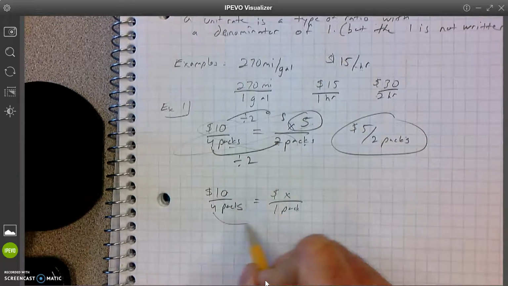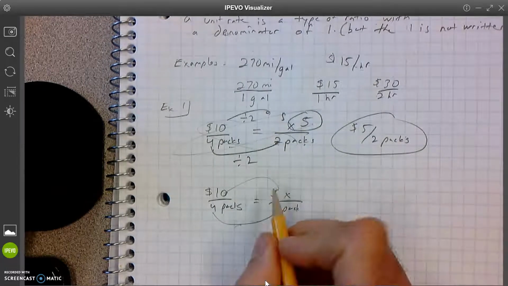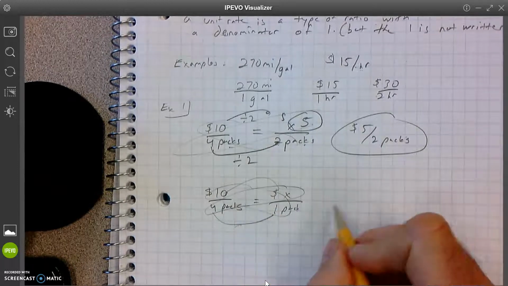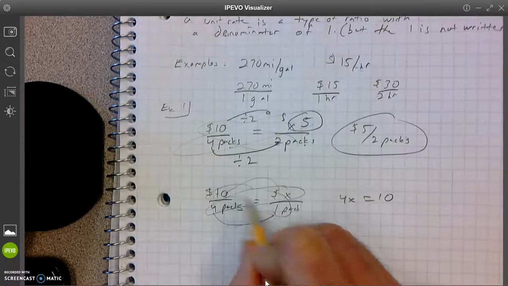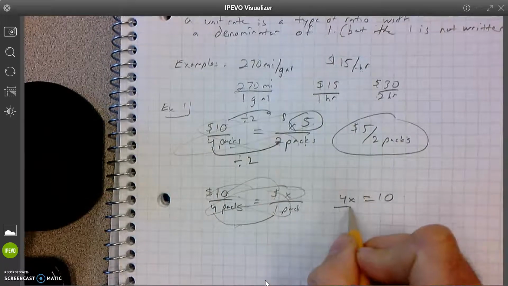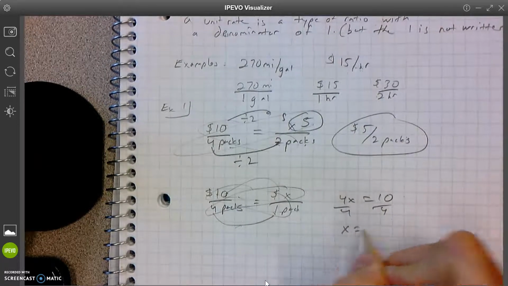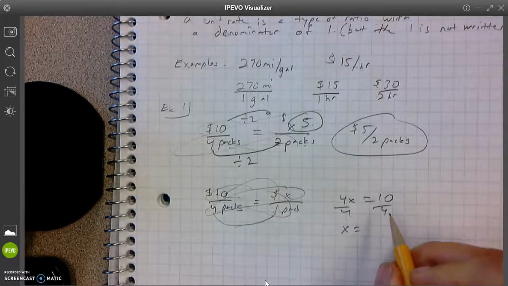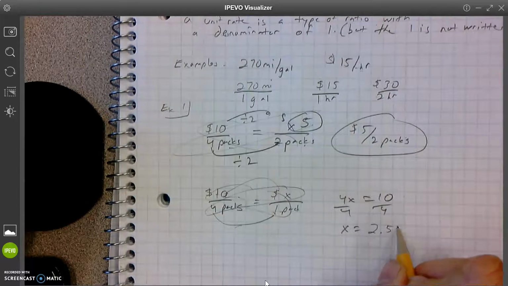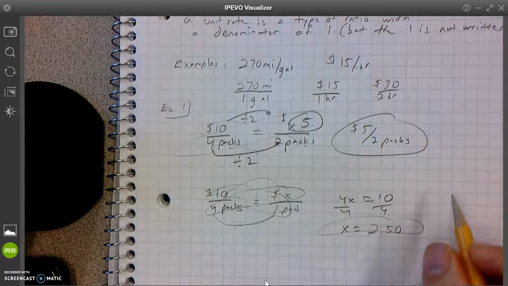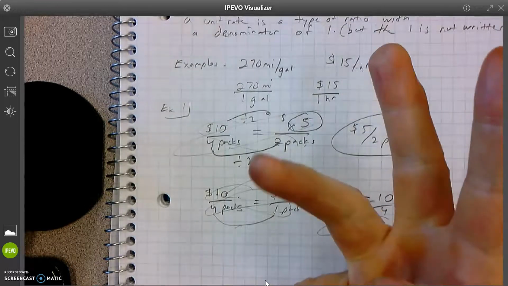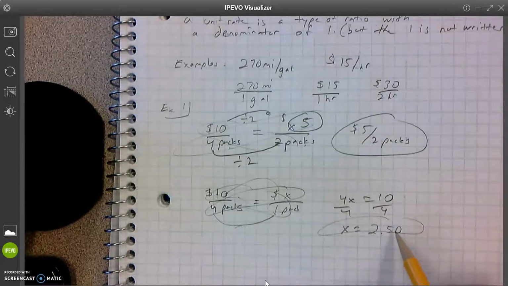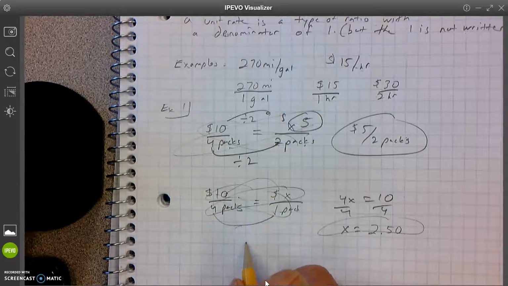You divide by 4 and you divide by 4. Or you can cross multiply and divide. So it's 4x divided by 10, 10 times 1 is 10, and then divide by 4. So that would be $2.50, right? $2.50, $5, $7.50, and then $10. So you multiply that by 4. Correct.